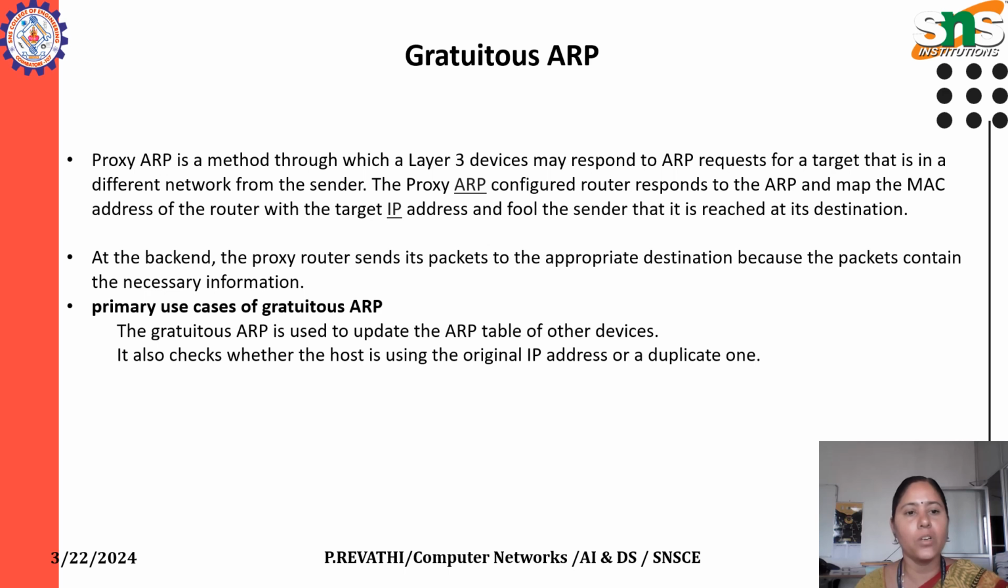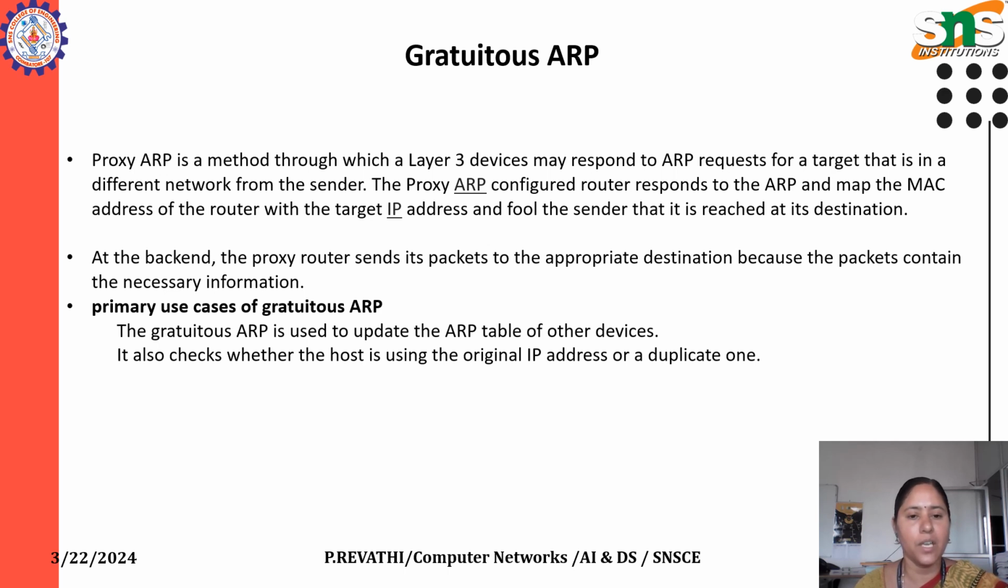Proxy ARP is a method through which a layer 3 device may respond to an ARP request for a target that is in a different network from the sender. The proxy ARP configured router responds to the ARP and maps the MAC address of the router with the target IP address and fools the sender that it has reached its destination. At the back end, the proxy router sends the packet to the appropriate destination because the packets contain the necessary information.